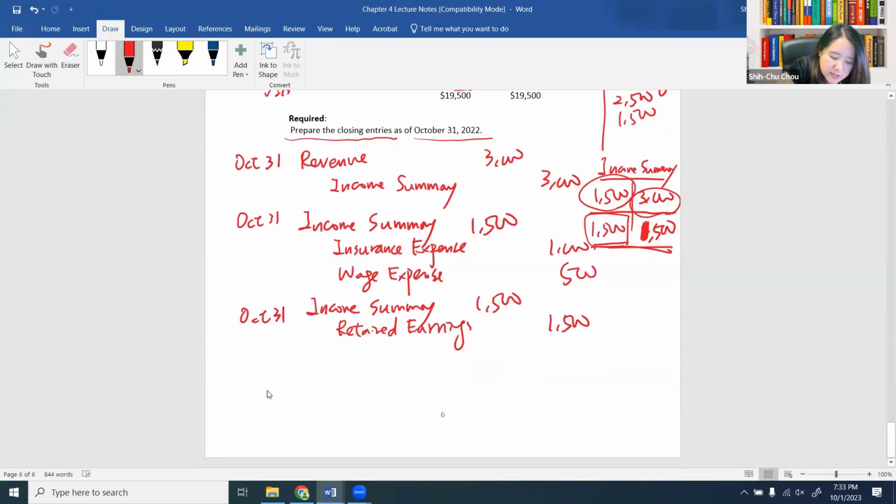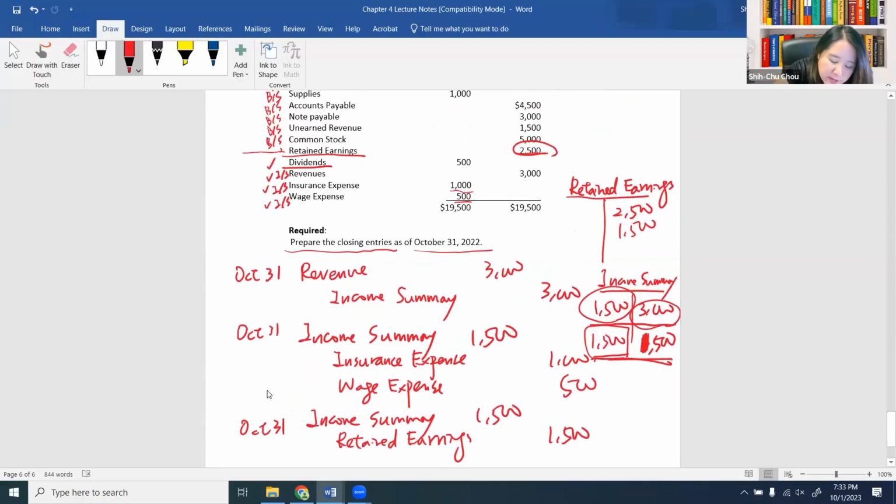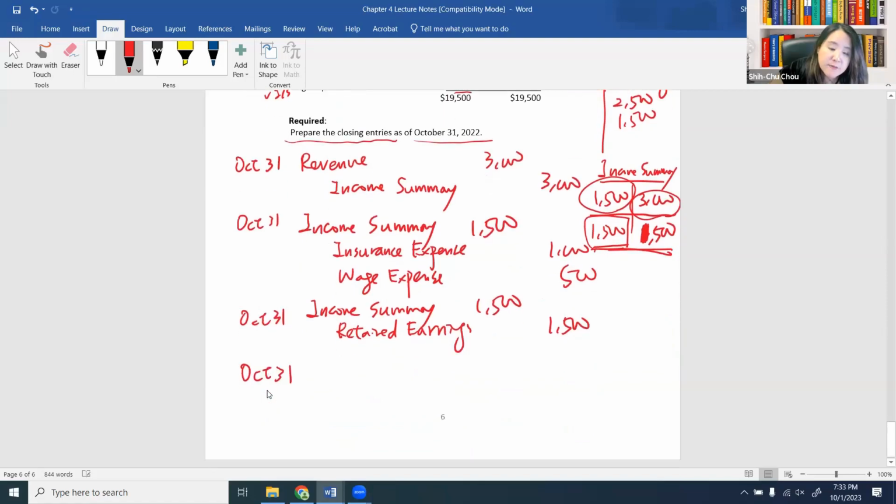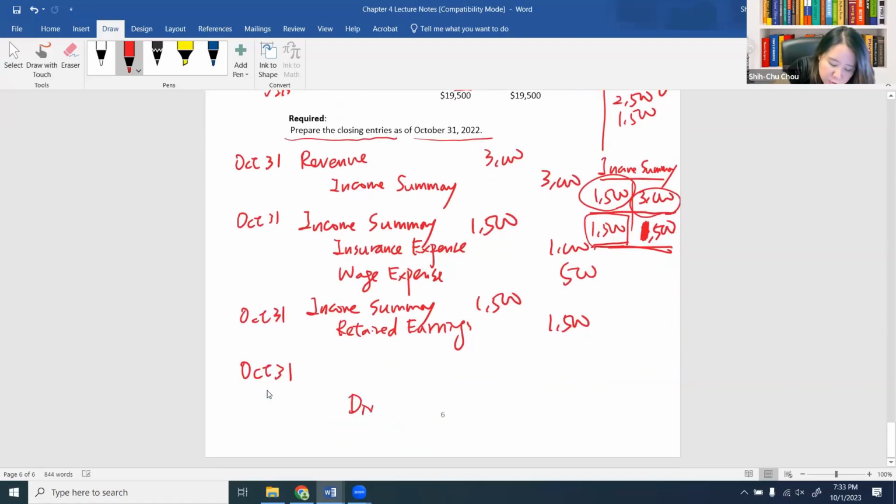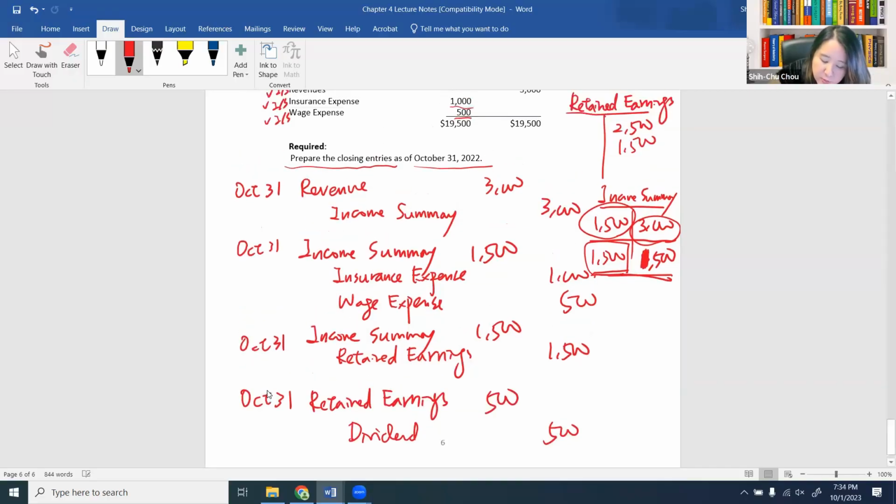And then finally the last closing entry. We'll close out the final temporary account we have. Here we have dividend 500. Dividend is a debit balance account. So to close it out, we'll credit dividend for 500. And on the debit side, we'll debit retained earnings for 500.